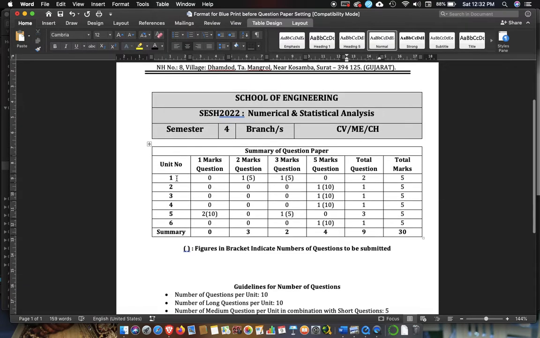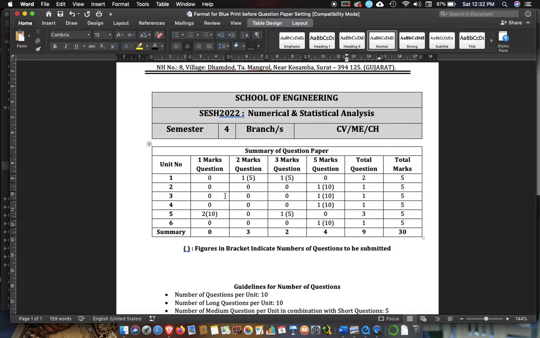Then after the unit number, I have units 1 to 6. From unit 1 I am going to ask one question for 2 marks and one question for 3 marks. Total questions from unit 1 are 1 plus 1, that is 2, and total marks from unit 1 will be 5. Similarly, from unit 2 I am going to ask only one question for 5 marks. So total questions from unit 2 will be 1 and total marks will be 5.